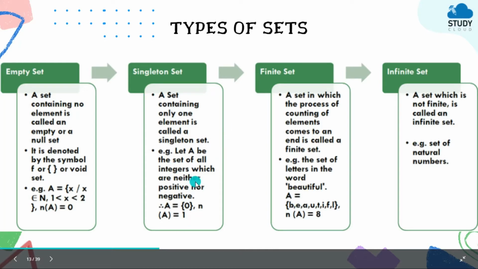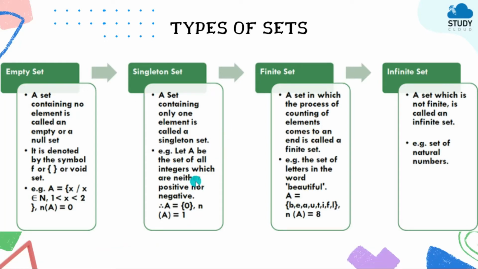Or we can take one more example. If we talk about even prime number, which number is even plus prime? In the entire number system, there is only one number that is even prime, that is 2. So here the number of elements in the set will be 1 only, as there is only one answer.